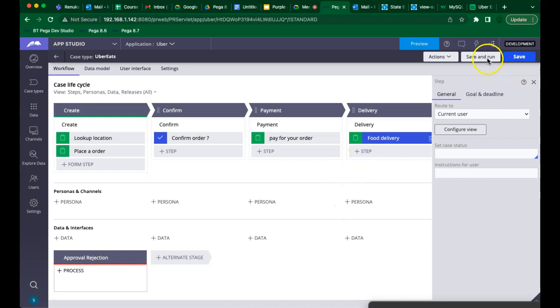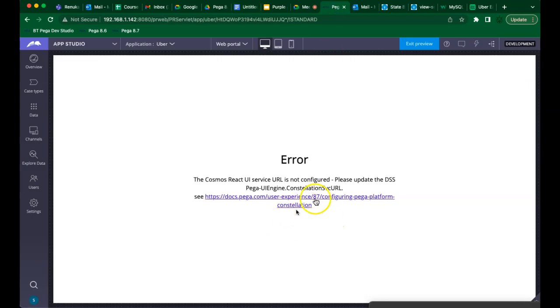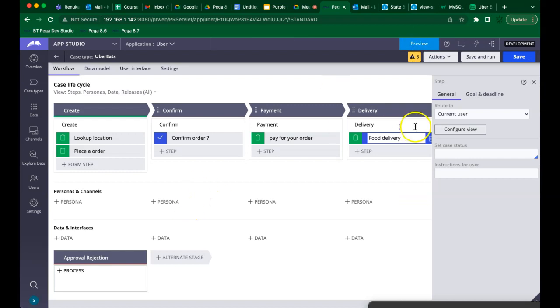Perfect. Just see how long I am taking to build something like this. Do we agree to this thing? We create, we confirm, we pay, and we get the delivery. Is it the same thing which we wrote here? Perfect. So we have written the same thing here, right? Let us try to run this. It should run.